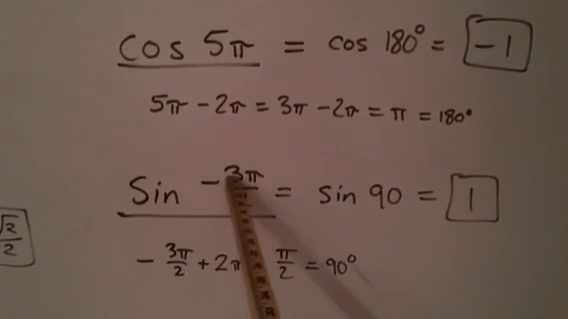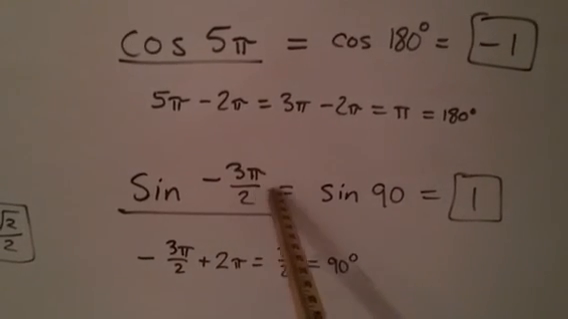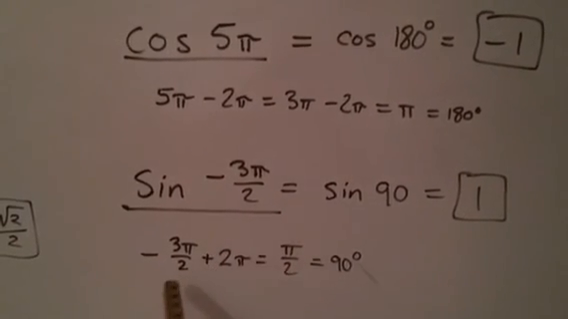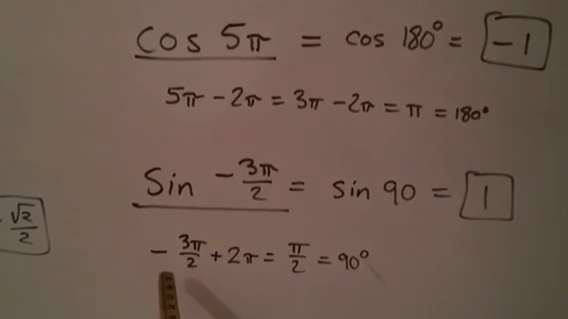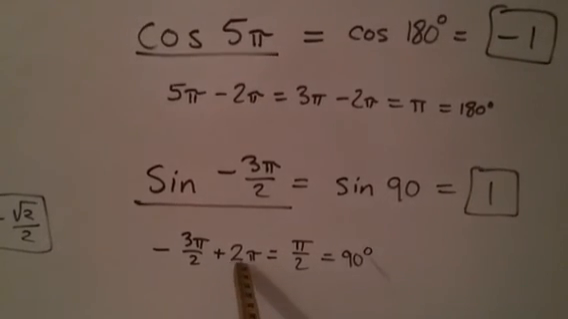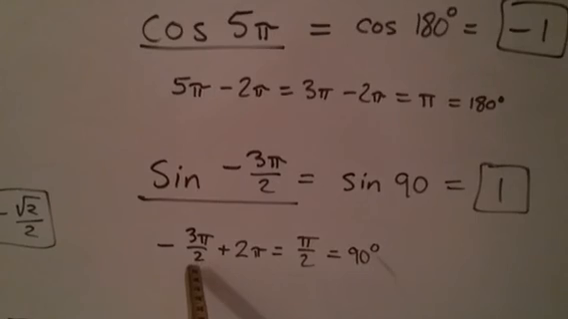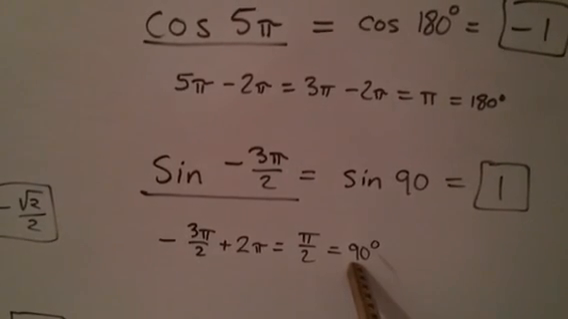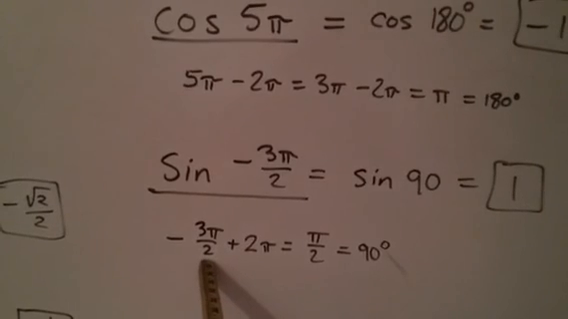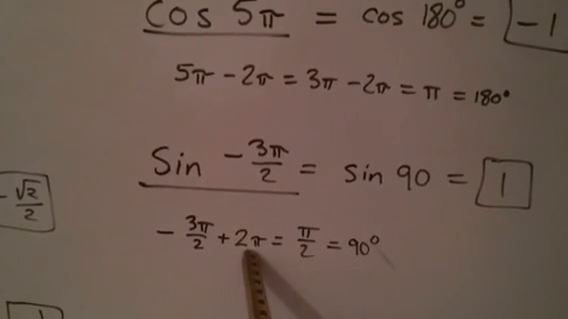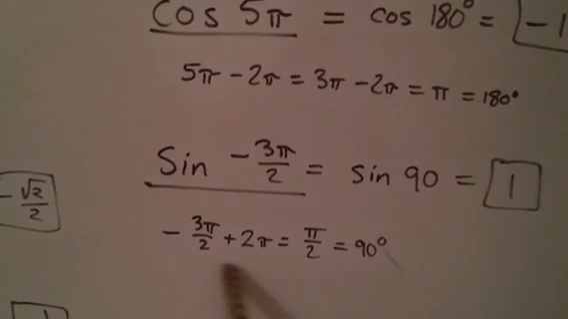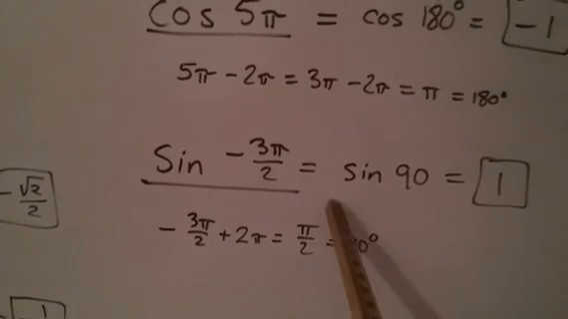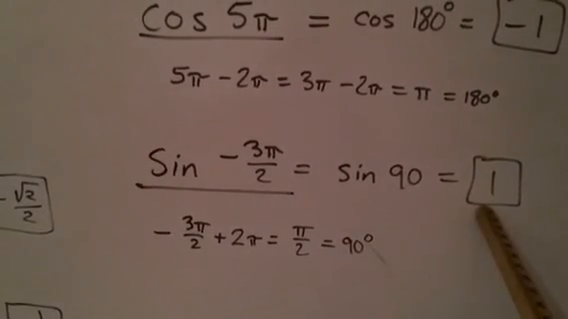And sine of negative 3 pi over 2. Negative 3 pi over 2, if you convert it into degrees, I add 2 pi to this. I get pi over 2, which is 90 degrees. This is negative 270. If you wanted to put it in degrees, add 360 to negative 270, you get 90 degrees. The sine of 90 degrees is 1.